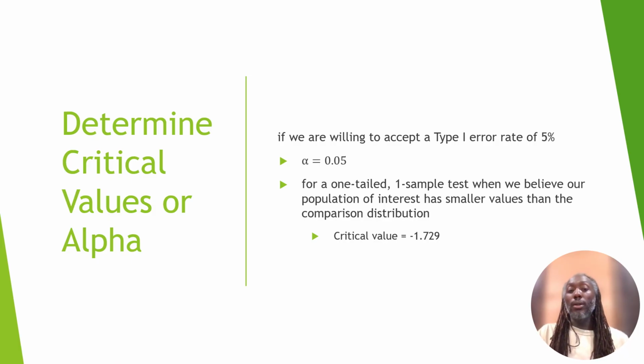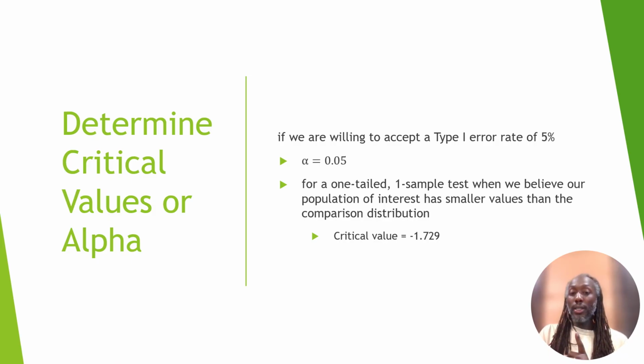And since I have a one-tailed hypothesis and a 5% type 1 error rate, or 0.05 alpha, if I'm using a one-sample t-test, then my critical value would be negative 1.729. And this is actually only going to be one critical value because this is a one-tailed test. If this were a two-tailed test, that alpha of 0.05 would be split between both sides of the distribution. So I would have 0.025 on one end of the distribution and 0.025 on the other, and then I would have two critical values associated with those alpha values.